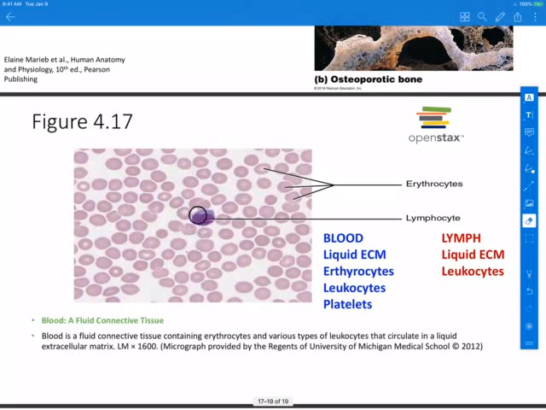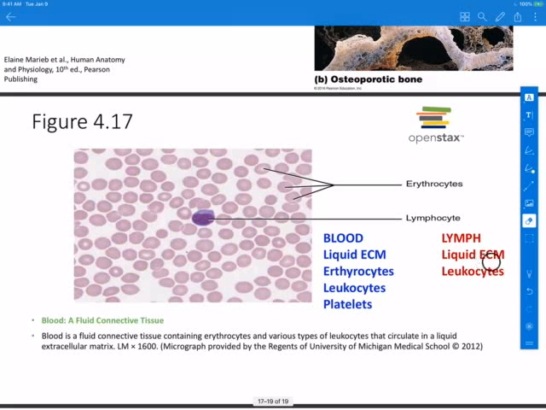So the leukocytes, or white blood cells, they function on behalf of the immune system. The red blood cells primarily transport oxygen and some carbon dioxide throughout the body. And the platelets are involved in blood clotting. Now lymph is also a liquid connective tissue. Lymph is actually made from blood, so it is similar to blood plasma.